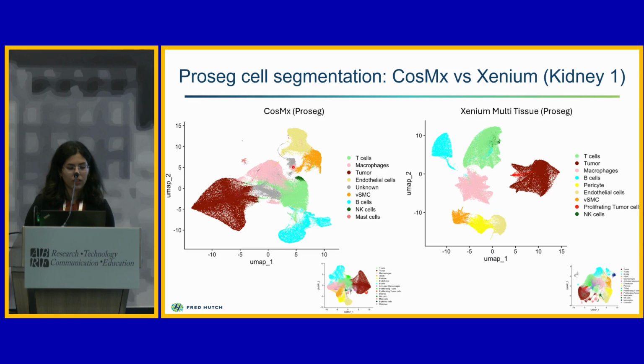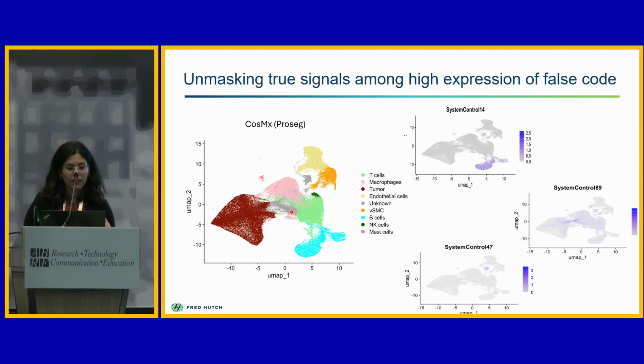For example, if you look, there are two clusters that are marked as unknown, and I will tell you why they are unknown in the next slide. So if you look at the genes that are overexpressed in these two clusters, these are mostly the system control genes, which are those false codes that I talked about. So false codes, it's really important that you don't have those false codes at high level of expression, because it shows that there is something not going properly during the decoding. So it will always bring this question, is my signal real or not?